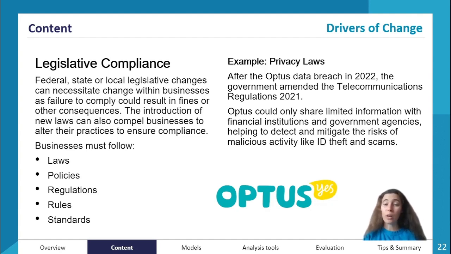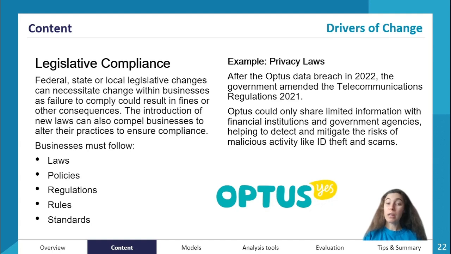And so one example we've got here is privacy laws. So many of us have likely heard about the Optus data breach that happened in 2022. The government, as a result of that, amended the Telecommunications Regulations 2021 legislation. And this meant that Optus could only share limited information with certain organizations, so financial institutions and government agencies. And this was designed to help to detect and mitigate the risks of malicious activity, so ID thefts and scams and things like that. They were aiming to try and reduce the chance of Optus customers being affected any further by data breaches.